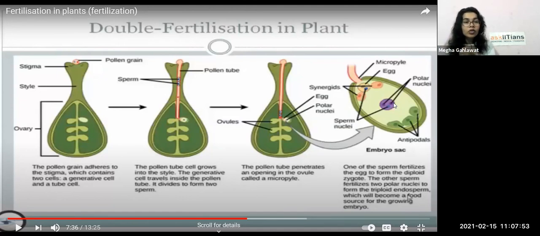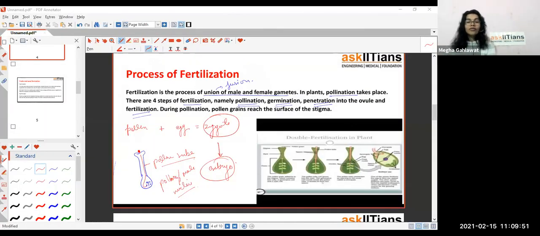Why is it called the endosperm? The major function of the endosperm is to become the source of growth, or the source of food, for the growing embryo. Got my point? All right, now that we have studied enough about the process of fertilization and double fertilization, don't you get confused. It is super easy. You can come back to this session recording and revise it anytime you want.